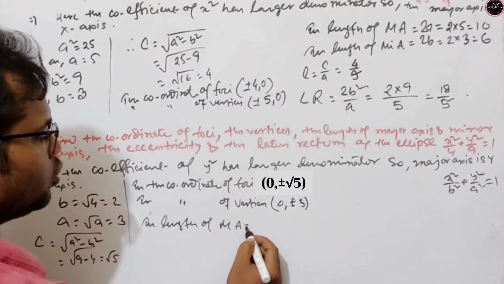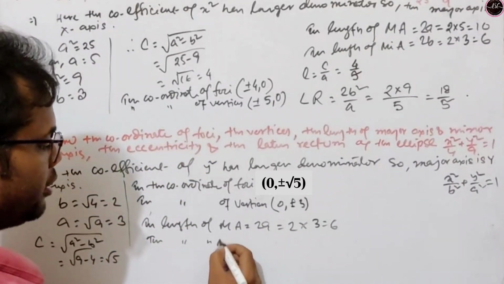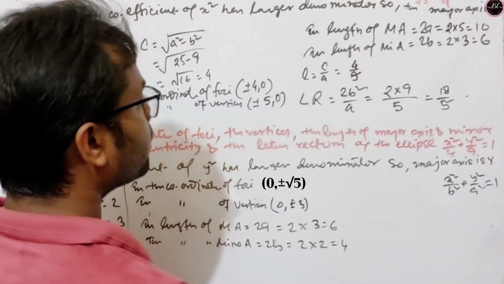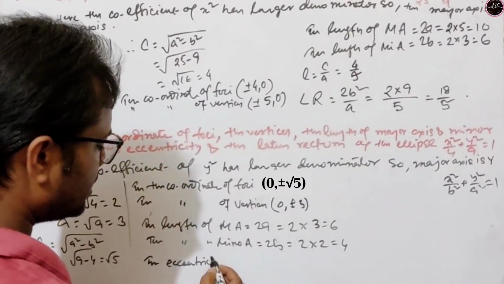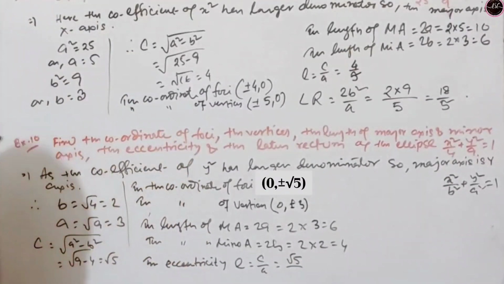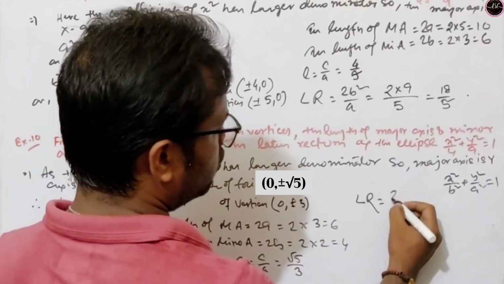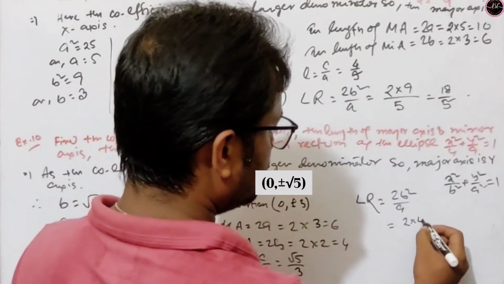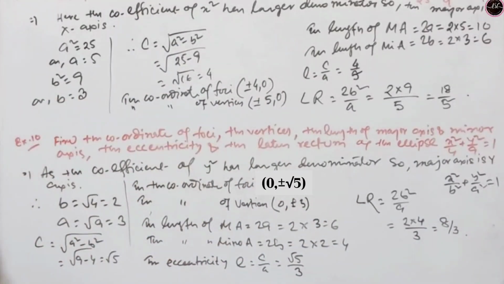The length of major axis is 2a, that means 2 into a equal to 3, that means 6, and the length of minor axis is 2b, so 2 into b equal to 2, that means 4. And the eccentricity e equal to c by a, that means root 5 by 3. The length of latus rectum equal to 2b square by a, so here 2 into 4 by 3, so 8 by 3. Okay, clear?